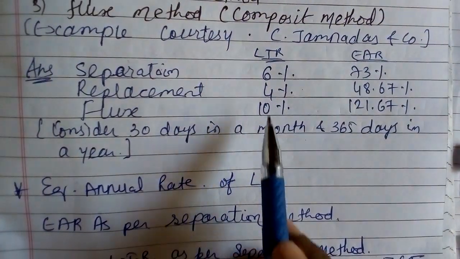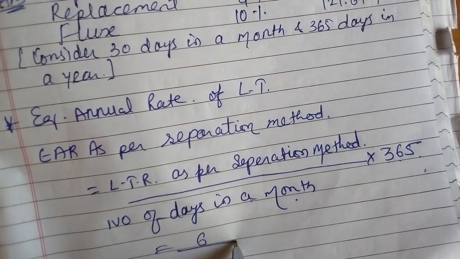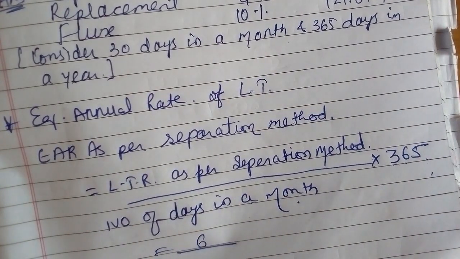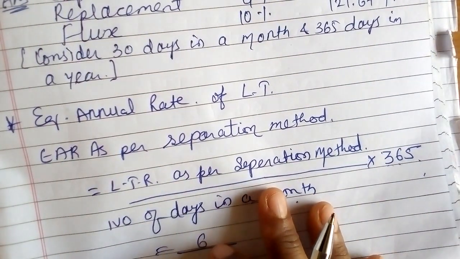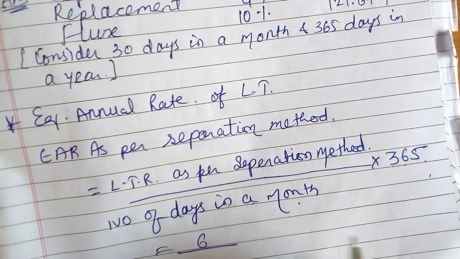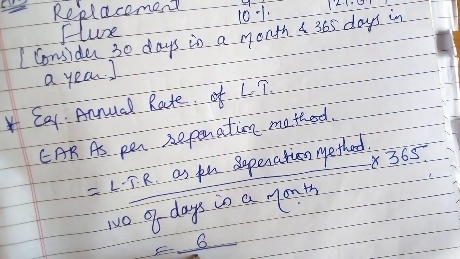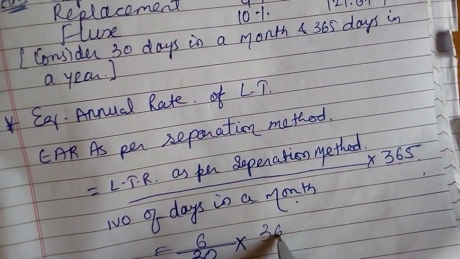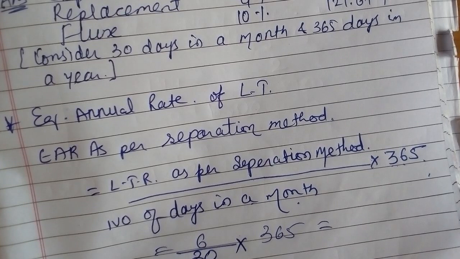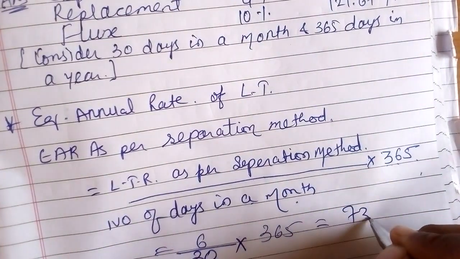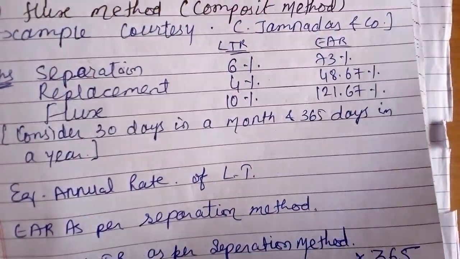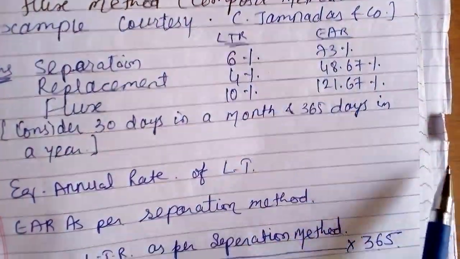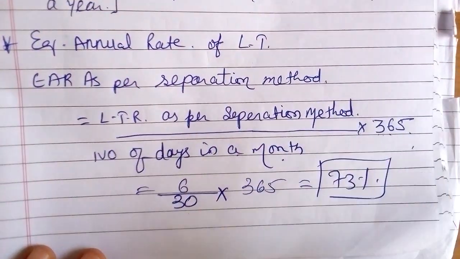So separation method percentage is 6. So 6 divided by, the month is not given, so directly we can take 30 days. Okay, it is given, consider 30 days into 365. So 6 divided by 30 into 365, so that is 73%. So EAR as per separation is 73%. So this is the solution.